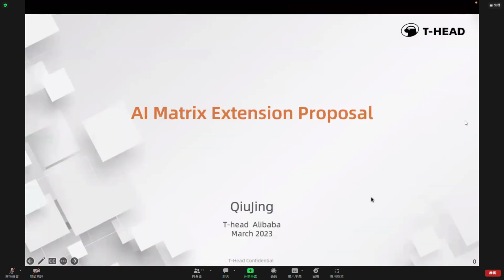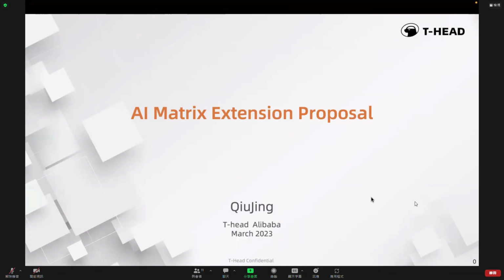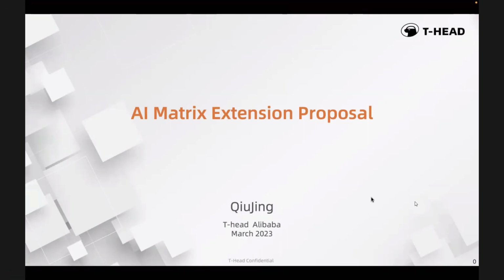Okay. Hello, everyone. Thanks for coming here. Let me introduce myself first. My name is Qiu Jing. Now I'm working at T-Head Alibaba, and I'm a RISC-V processor architecture designer. Today, I'm going to talk about our matrix extension proposal for AI applications on the RISC-V architecture.